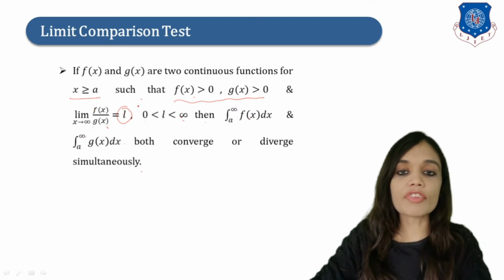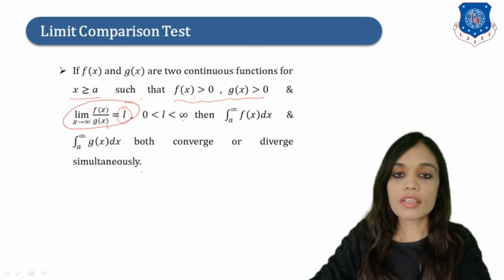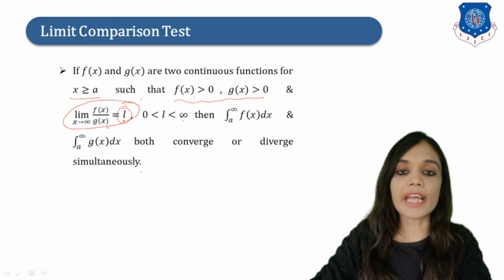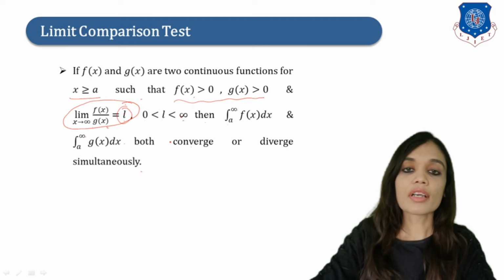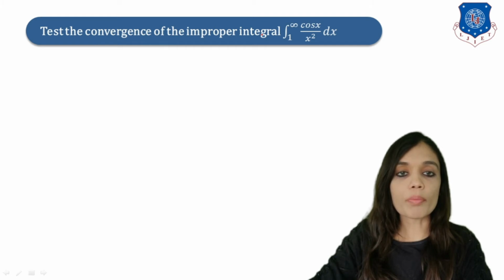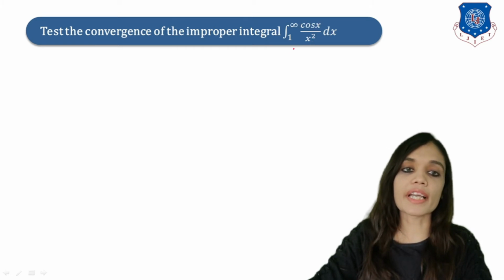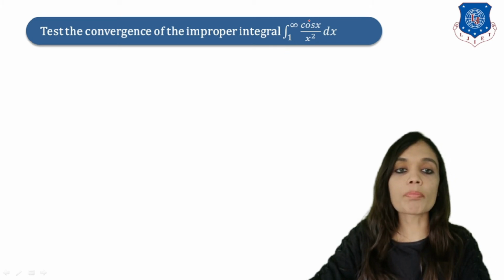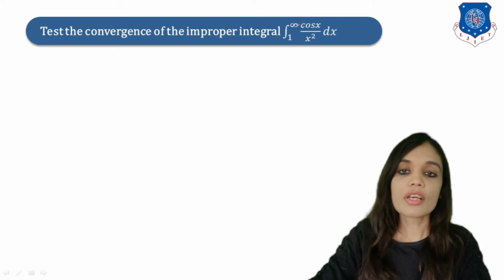That is, firstly we have to check the limit of this, right? It should be finite and non-zero. Then only we can say that both the improper integrals converge or diverge together, right? So now let us study few examples. So we have to test the convergence of the improper integral 1 to infinity cos x upon x square dx, right? So in this we will apply our direct comparison test. So let us start with the solution, right?